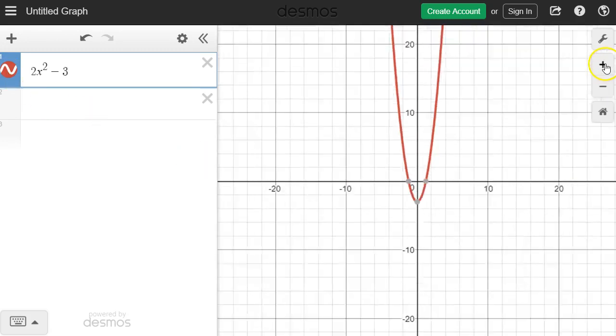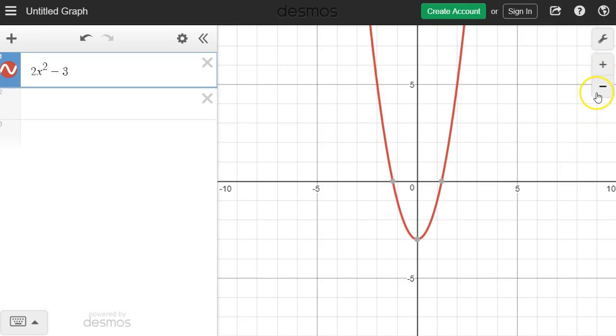Let's zoom in a little bit to see what's going on. Okay, so as you can see, it's going down and then coming back up. Now, I want to discuss range on this problem.